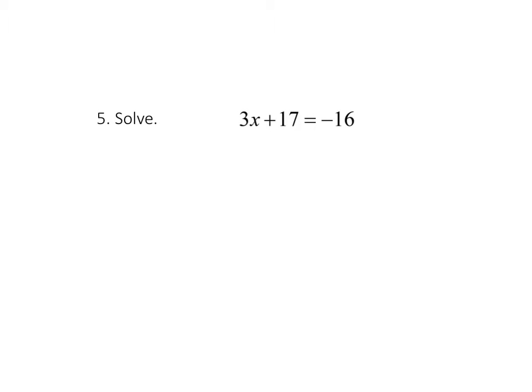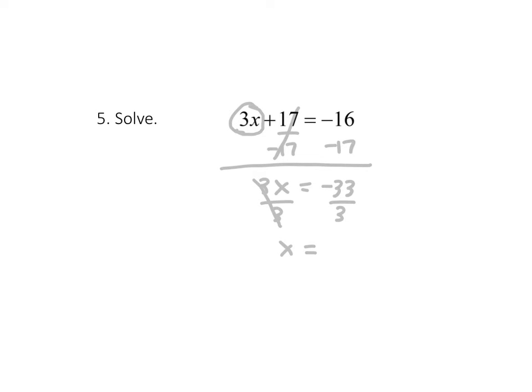This linear equation is a little more complicated. We have both a 3 and a 17 attached to the variable. We begin by isolating the variable term. In other words, we want the 3x to stand alone. How do we break addition of 17? With subtraction. 17 minus 17 is 0. Negative 16 minus 17 is negative 33. And now we can divide both sides by 3, leaving x isolated. Negative 33 divided by 3 is negative 11. So our solution is negative 11.